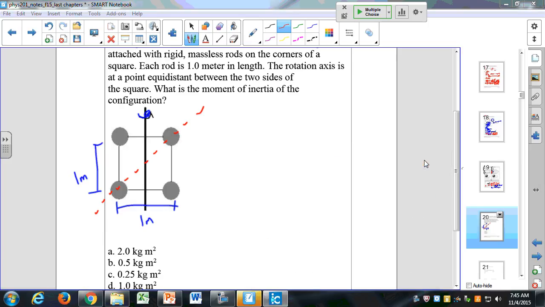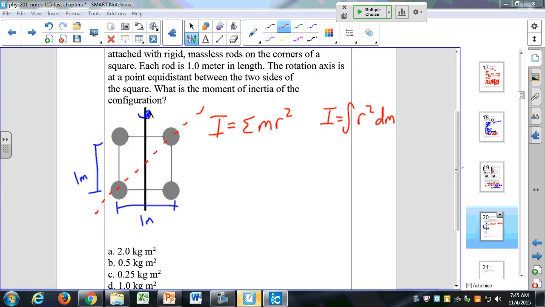Remember, my moment of inertia is the sum of m r squared. This is sort of our basic definition. We rewrote this slightly differently when we said that I is the integral of r squared dm, but these are effectively the same statements. We're just writing them a little bit differently.